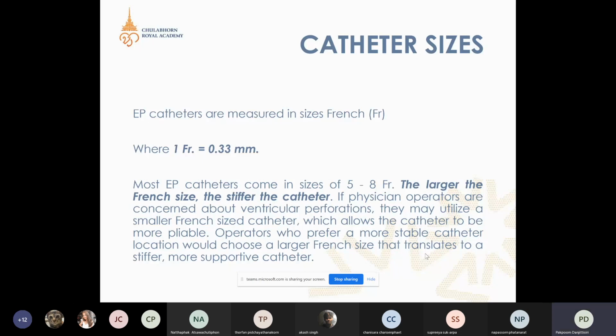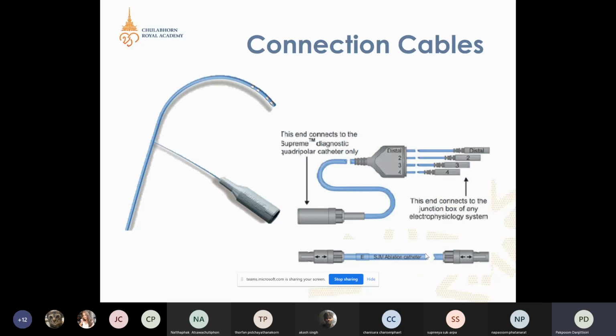If the catheter is not stable and needs to be stiffer, definitely you can suggest the doctor use a bigger size, like 6 French or 7 French of the diagnostic catheter, to be able to more easily manipulate or place the catheter into the destination position.